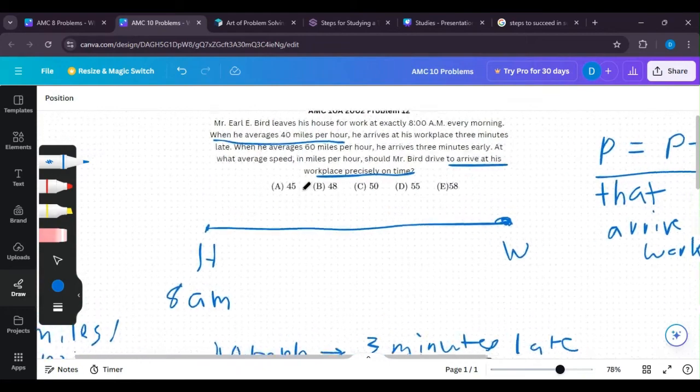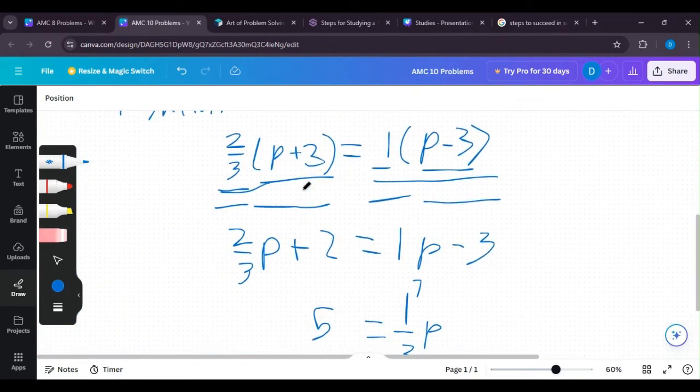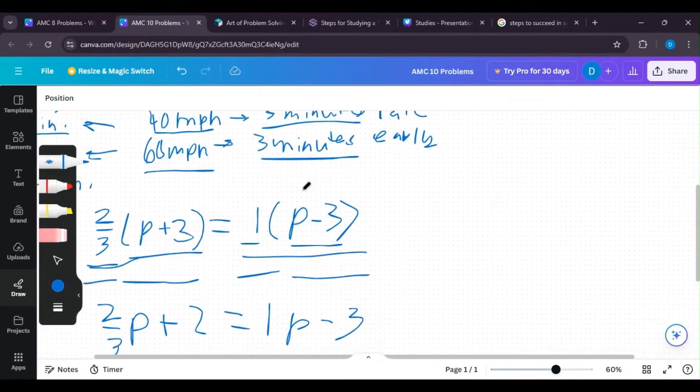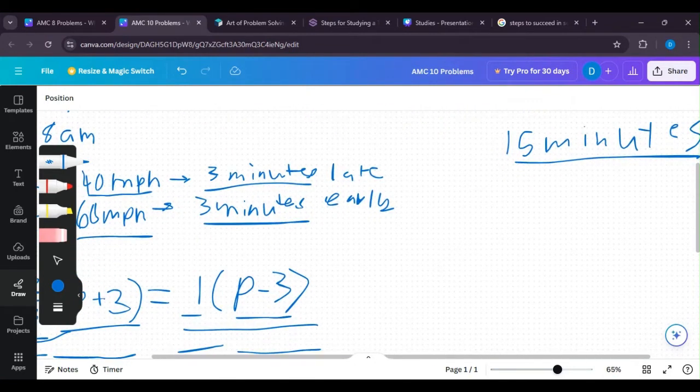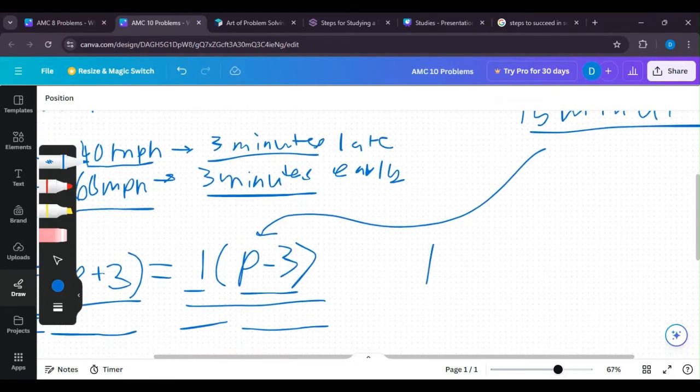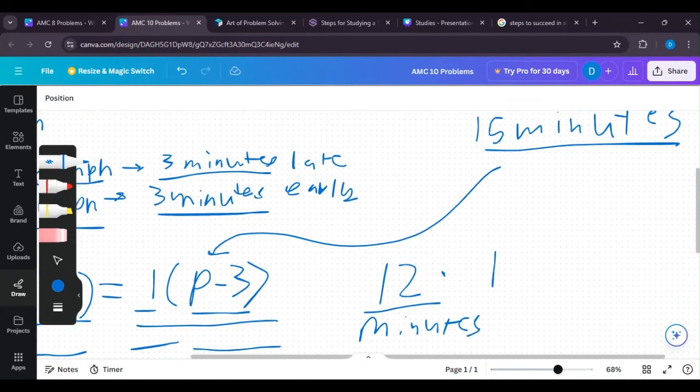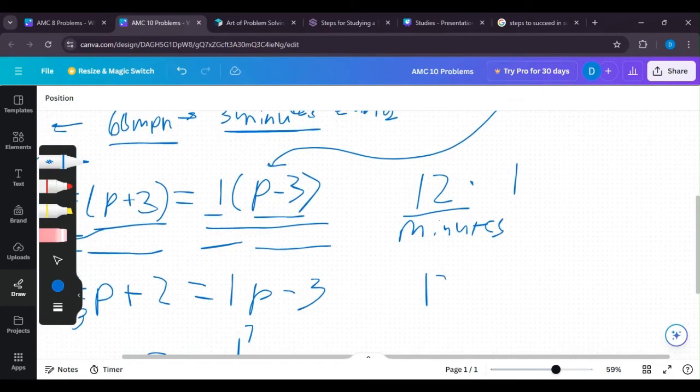And now we can find the distance as well. So if the perfect time is 15 minutes, we can plug it back into this equation. So 15 minus 3 is 12. This is the number of minutes, 12 minutes. And he drives 1 mile per minute, so he drives 12 miles.